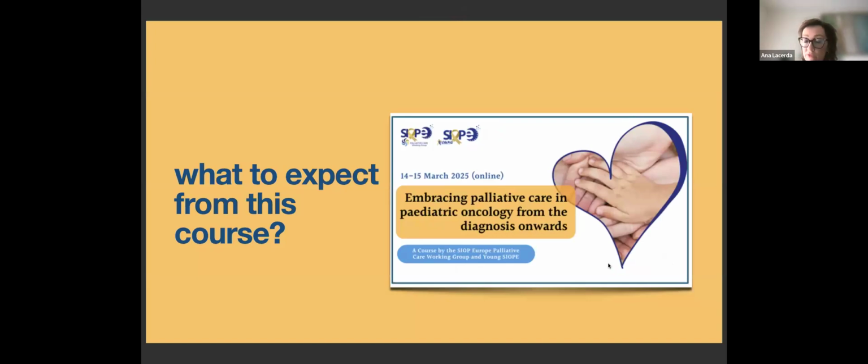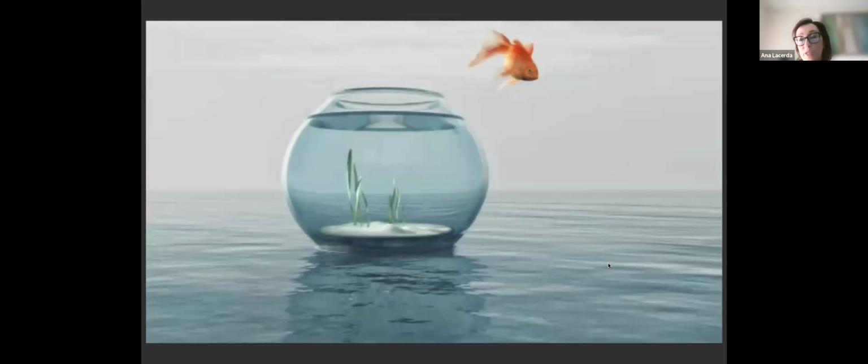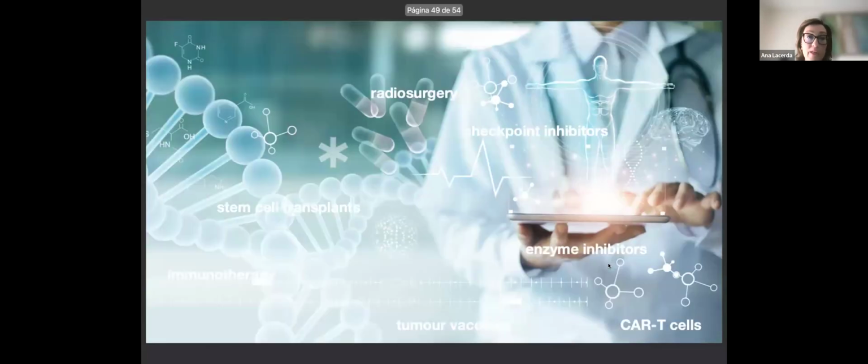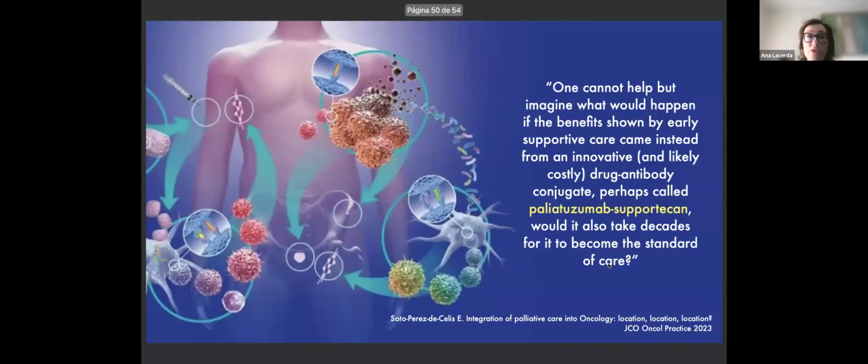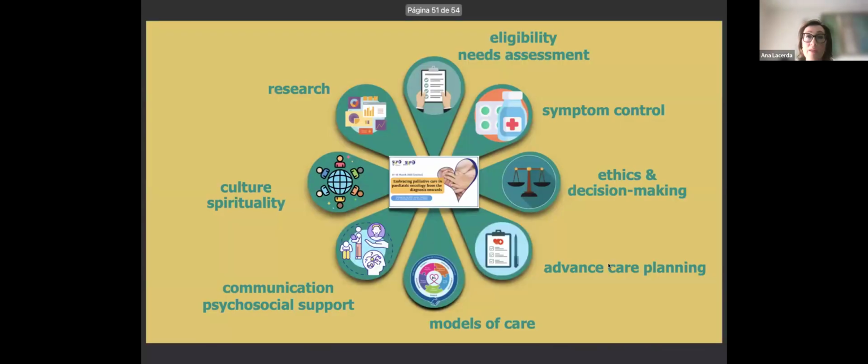So what can you expect from this course? Well, I do hope that we will be able to bring you out of your comfort zone and start thinking a bit differently about palliative care. That you will see that amongst all the medical advances and breakthroughs that we've been witnessing in pediatric oncology in the past decade or so, there is more that we can do. There's an extra layer of care and support that we can give to our patients and families, one that actually can increase their quality of life and even their survival. This has been demonstrated in adults.